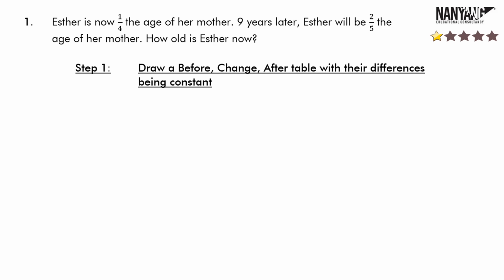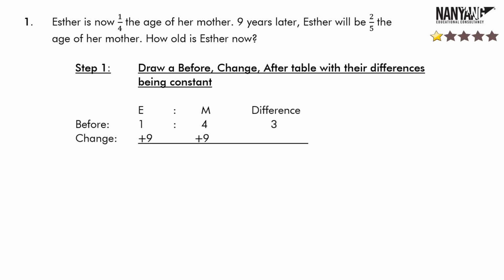So our first step will be to draw a before change after table, with their differences being constant. So let's write down Esther is to her mother and our difference. Before that, the ratio is 1:4. Our difference will be 3 parts. Next, let's write down the change. 9 years has passed, so both of them plus 9 years. And after that, our ratio is 2:5. Our difference will still be the same, 3 parts.